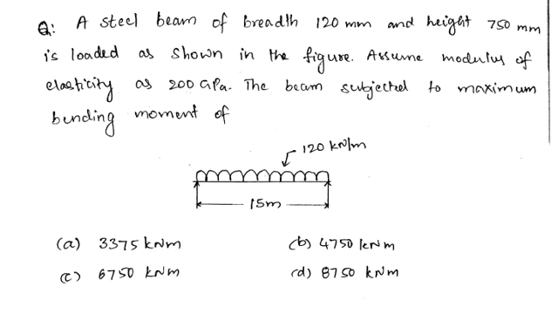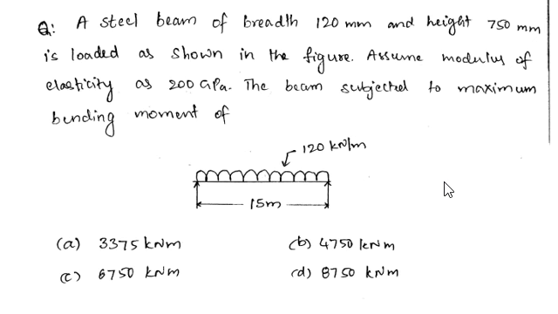Now we are seeing the sum of the previous GATE questions from the subject strength of materials. A steel beam of breadth 120 mm and height 750 mm is loaded as shown in the figure. Assume modulus of elasticity as 200 gigapascal. The beam is subjected to maximum bending moment of.